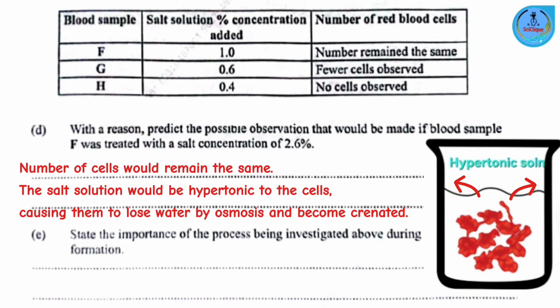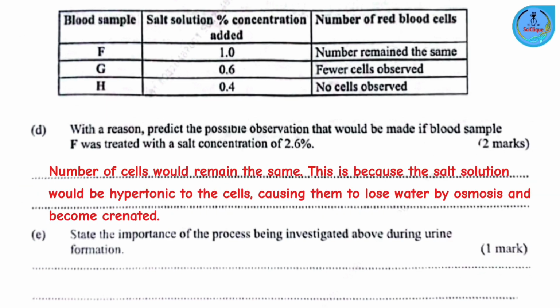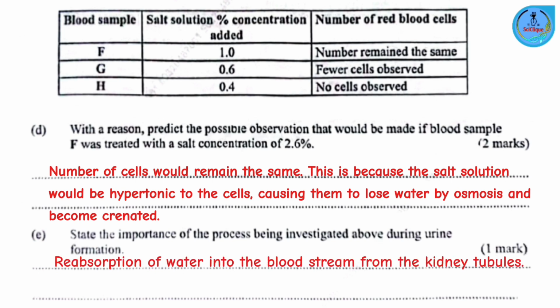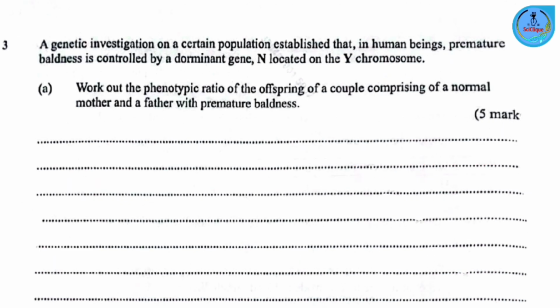Okay, moving on to the next question, part E. State the importance of the process being investigated during urine formation. So osmosis plays a huge role in the formation of urine. So where does this happen? In our kidneys, of course. Now, this involves reabsorption of water into the bloodstream. Moving on to our next question.